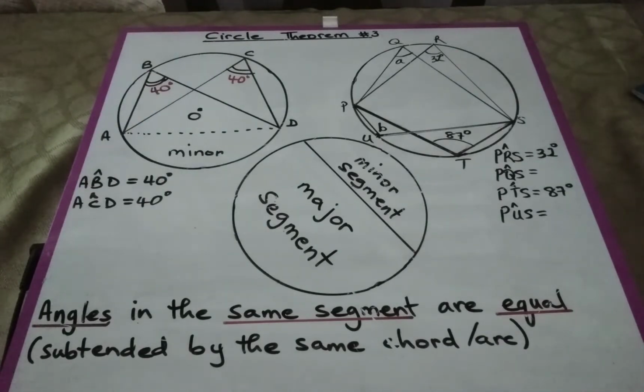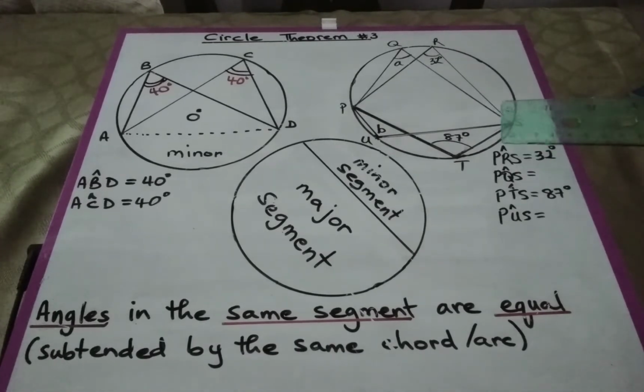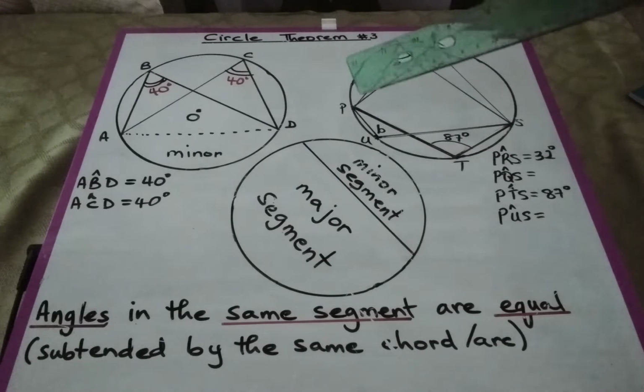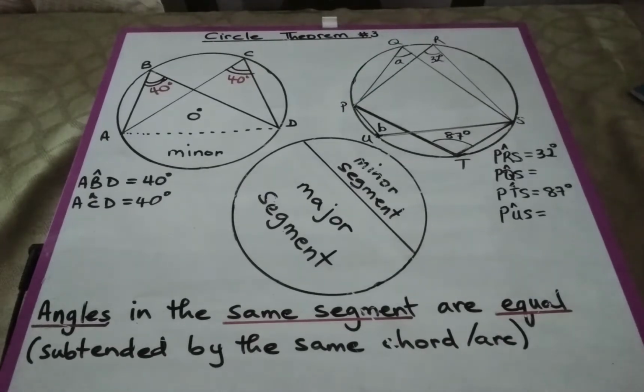How do we apply this now in this question? If you look carefully, we are given the angle PRS, and that's equal to 32. So notice we have P and S. PRS.